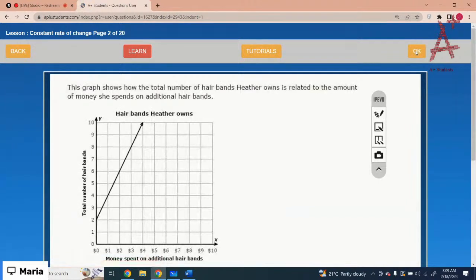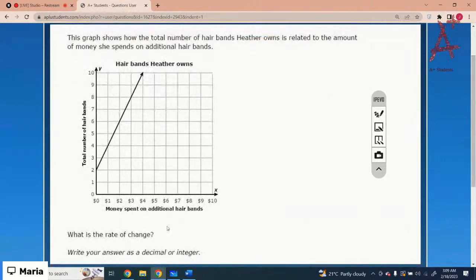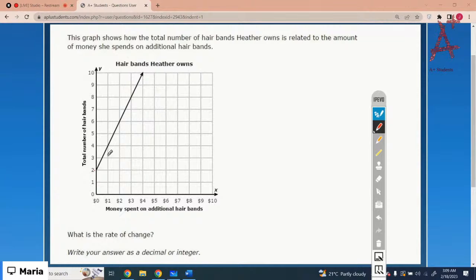Okay, the next one is, here is the graph. The graph shows how the total number of hair bands she owns is related to the amount of money she spends on additional hair bands. So the graph is money spent on additional hair bands and the total number of hair bands. So you have to calculate the rate of change. You can select any 2 points. This is the first one. I'm going to select this one, and the second one is this one.